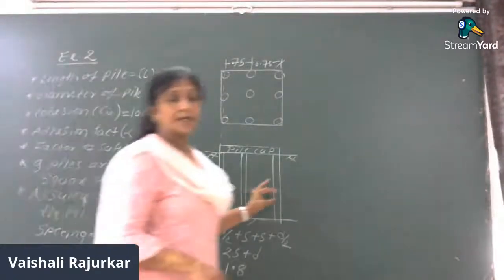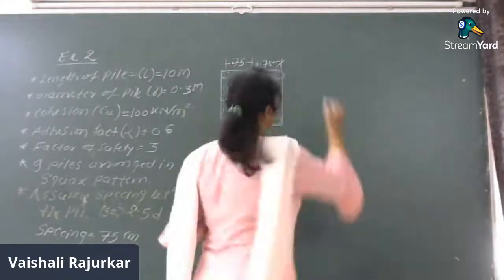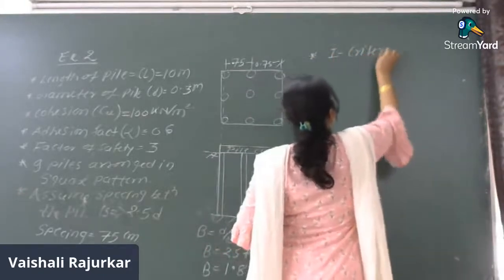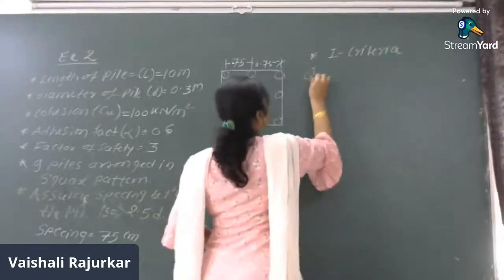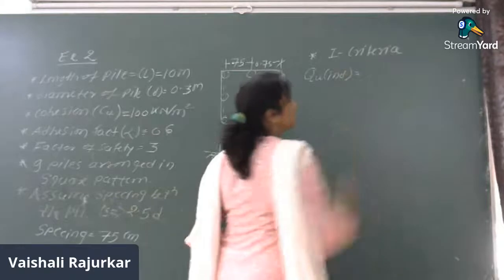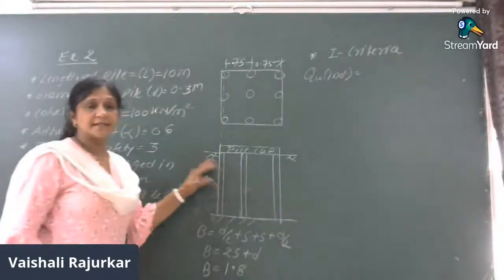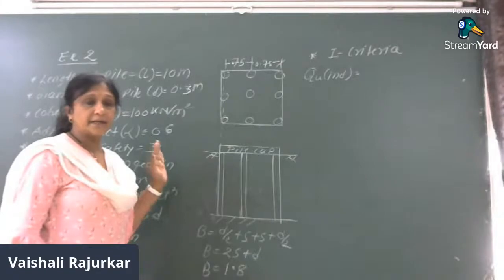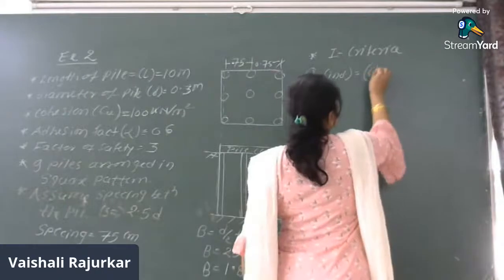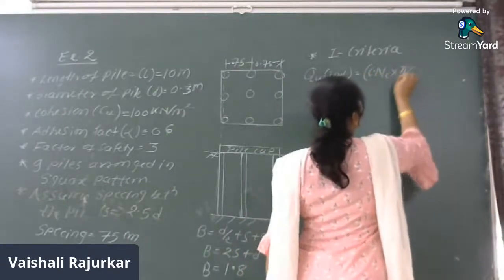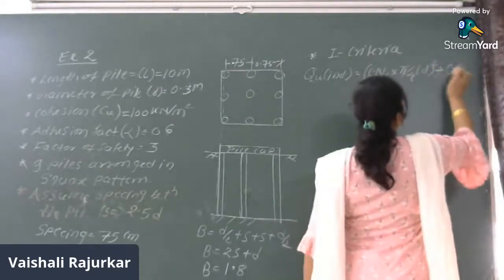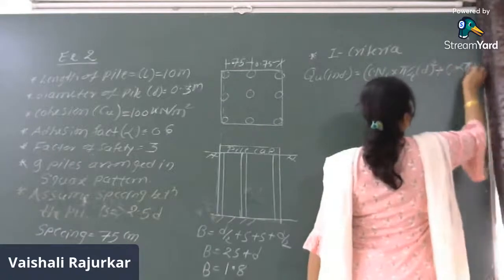Now we will calculate the load carrying capacity by the first criteria. In this case, we will first find out the value of Q ultimate for an individual pile. The piles are inserted in a clay. Therefore, the equation is C Nc into pi by 4 d square plus C into alpha into pi d L.